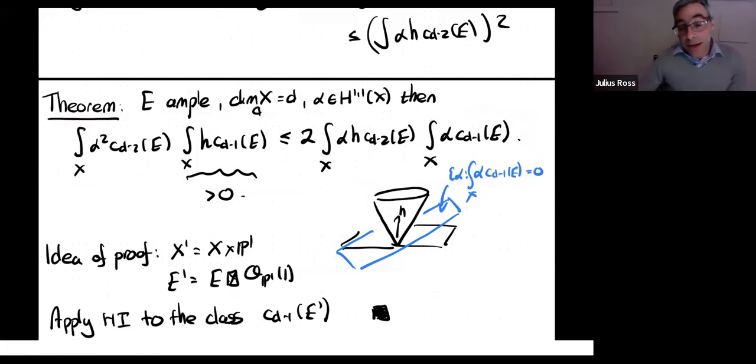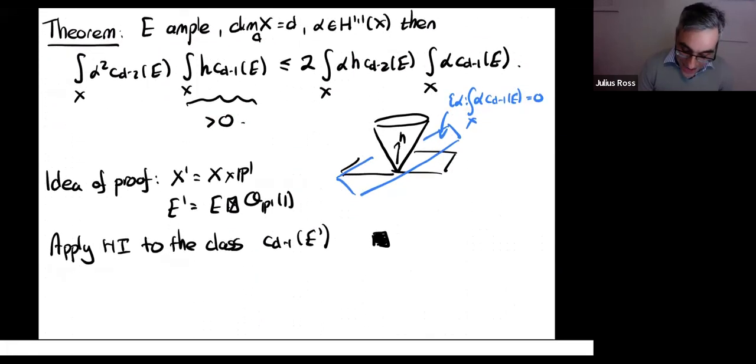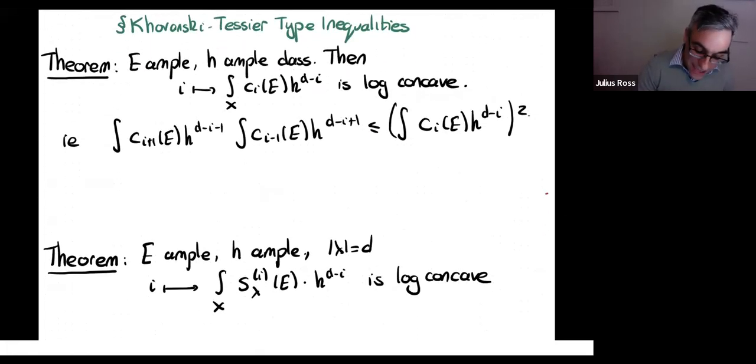So that was my favorite inequality, but now I've got more, okay? So you can do something even better. You can do something that mimics the Khovanskii-Teissier inequalities, right? So here's the theorem as I've written. Suppose E is an ample vector bundle on X, and H is an ample class.